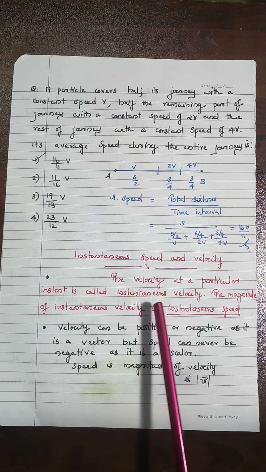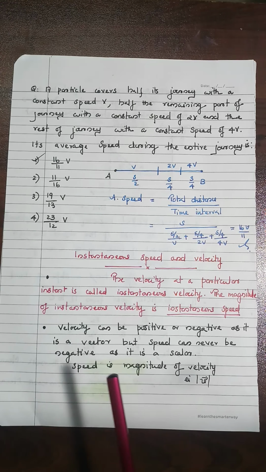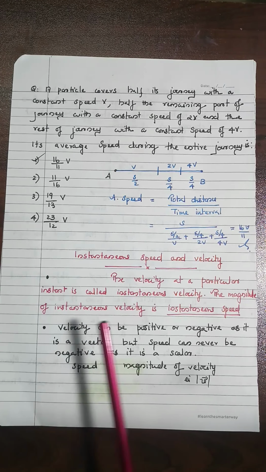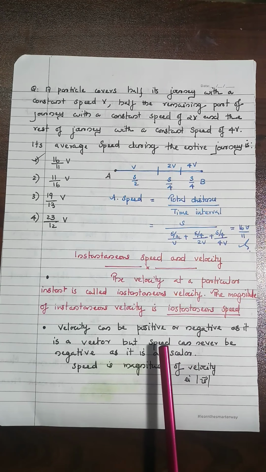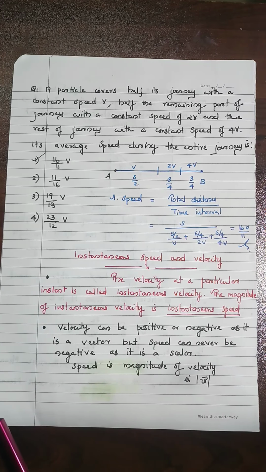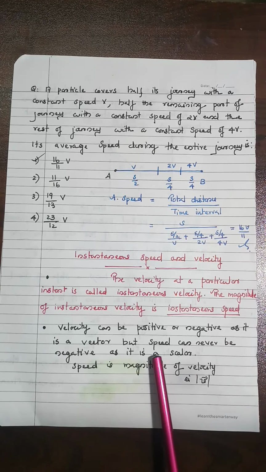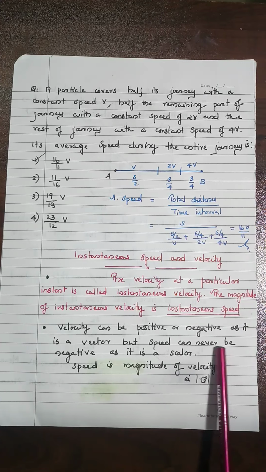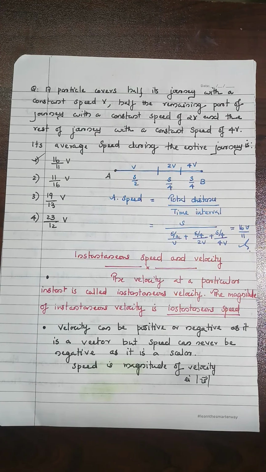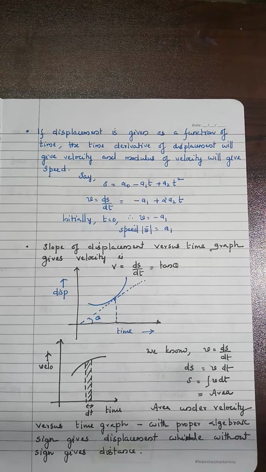Instantaneous means it represents the velocity at a particular point. With direction we can say instantaneous velocity, but its magnitude is called instantaneous speed. The velocity can be positive or negative as it is a vector, but speed can never be negative. And see the next very important concept. We can express it through an example.